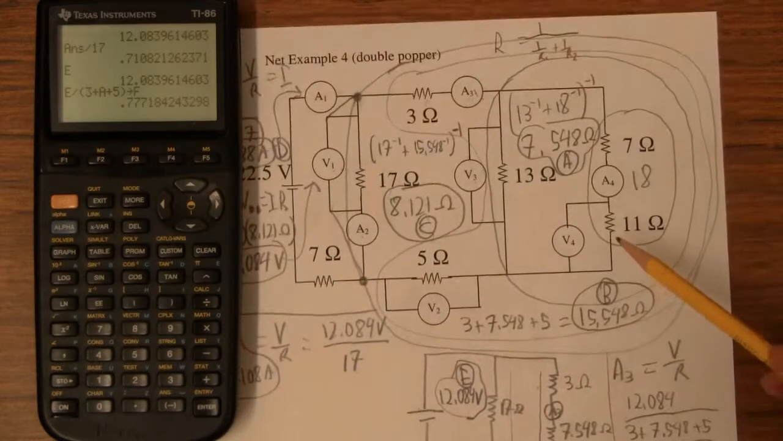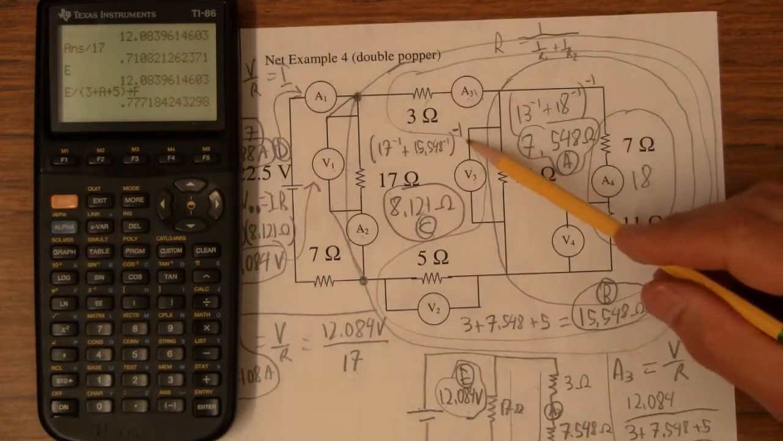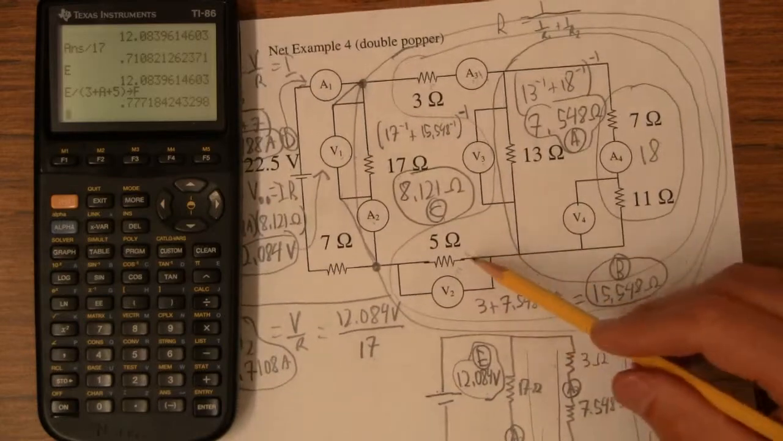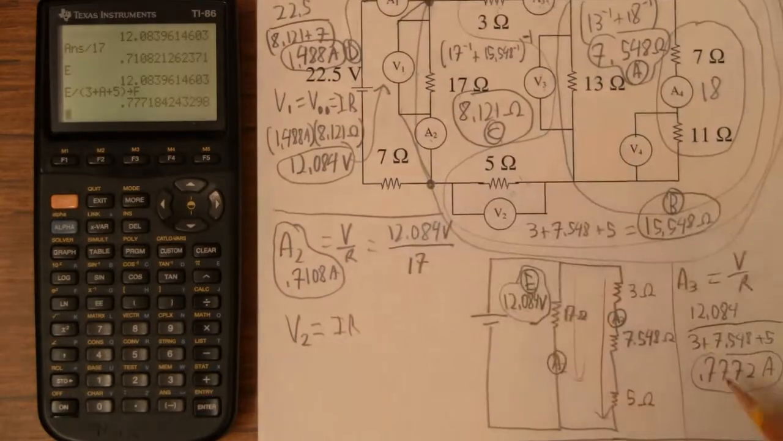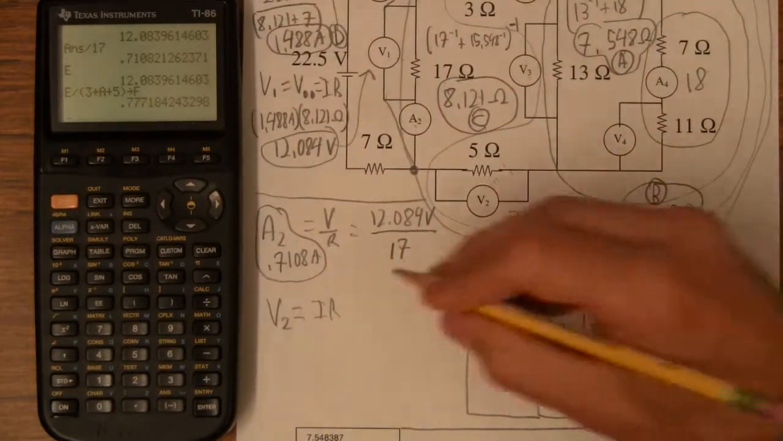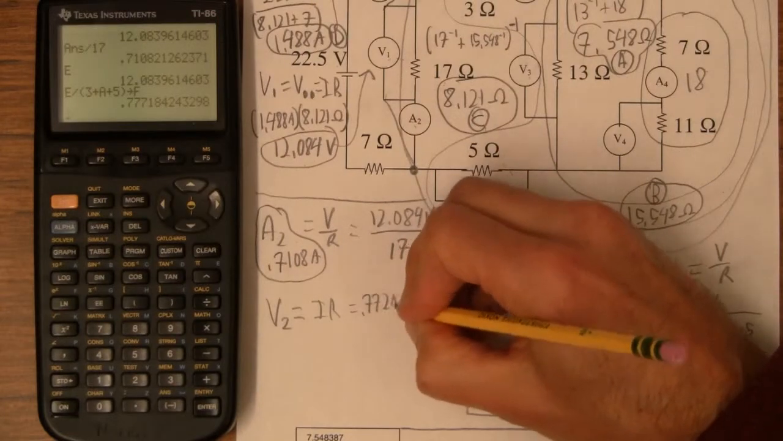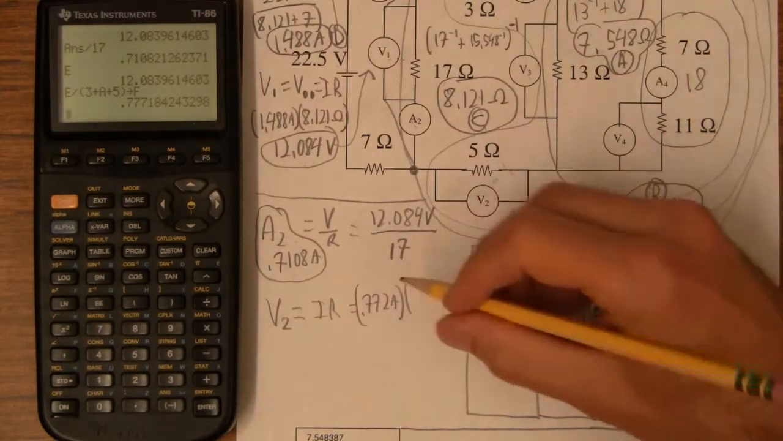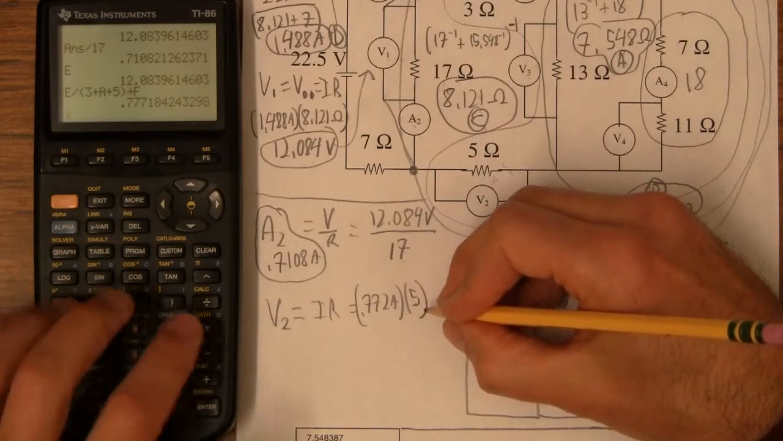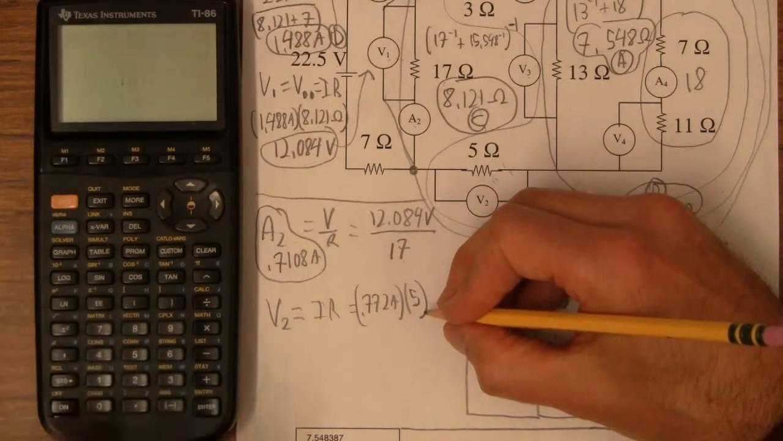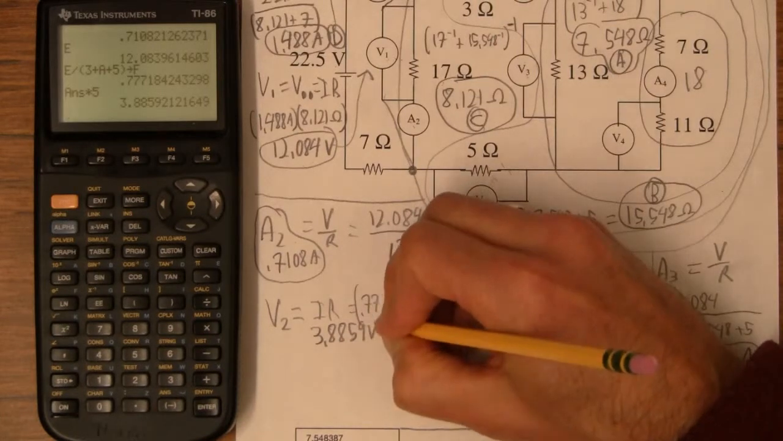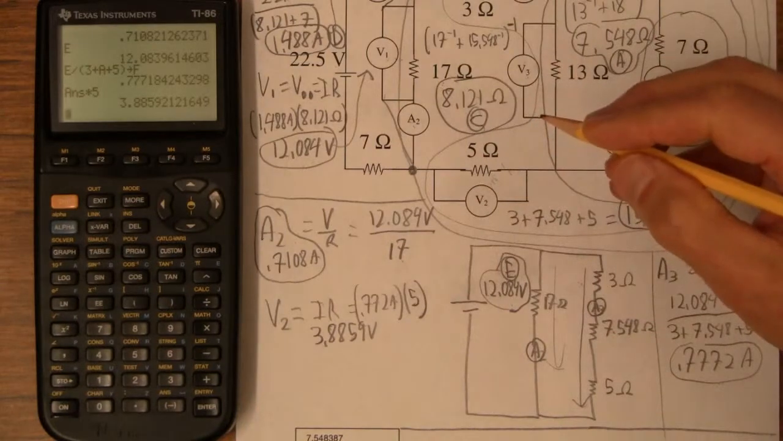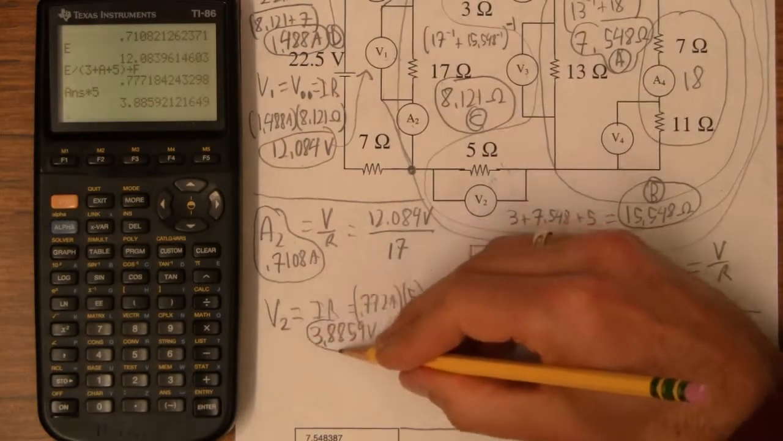Now, if you take a look, there's a voltmeter across the 5 ohm, so let's pick that off. V2. V2 is going to be IR. It's going to be this current here, the 0.772, and then the resistance there is 5. So the thing that's on my calculator times 5 is 3.8859. That's my V2.